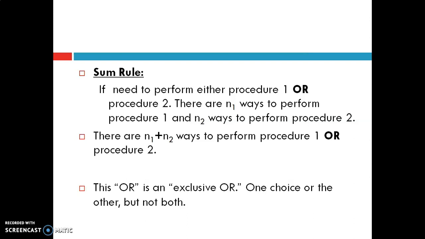That is the important difference between the product and sum rule. So the number of ways, if we are performing procedure 1 or procedure 2, will be obtained by using the formula n1 plus n2.